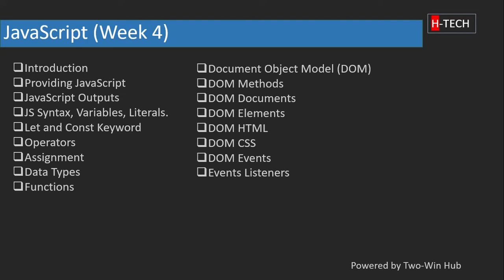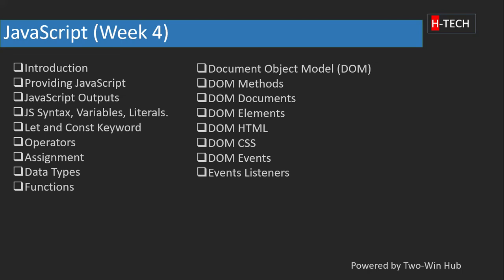It is used for providing functionality. So on web pages, when you click a button, something happens, and when you scroll, something happens. So we'll talk about how we can do that with JavaScript. We'll look at the syntax, how we can work with variables, operators, assignments, data types in JavaScript, and functions.